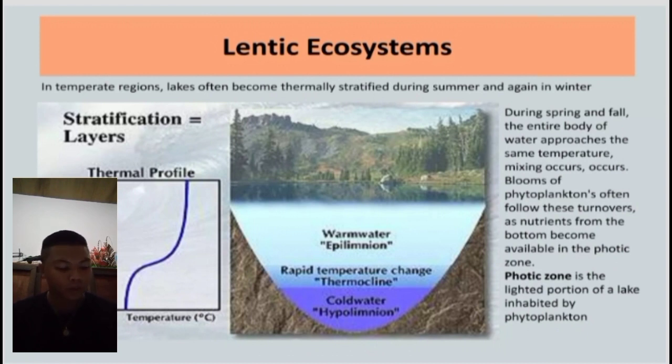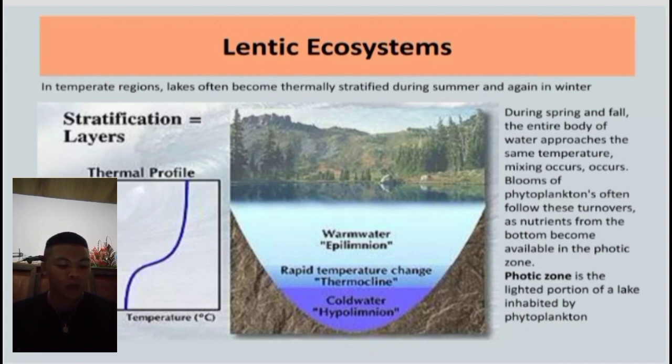Number 2 is metalimnion or thermocline. Below the epilimnion lies the metalimnion, also known as the thermocline. This is a transitional layer characterized by a rapid decrease in temperature with depth. The metalimnion acts as a barrier to vertical mixing between the warmer epilimnion above and the hypolimnion below, which remains isolated from the surface.